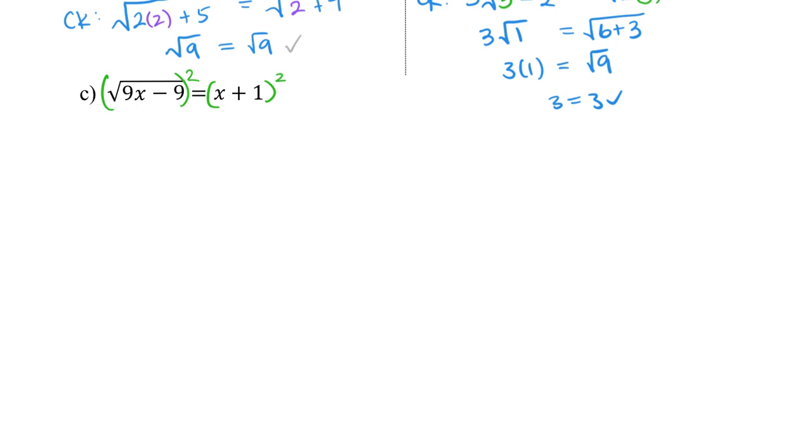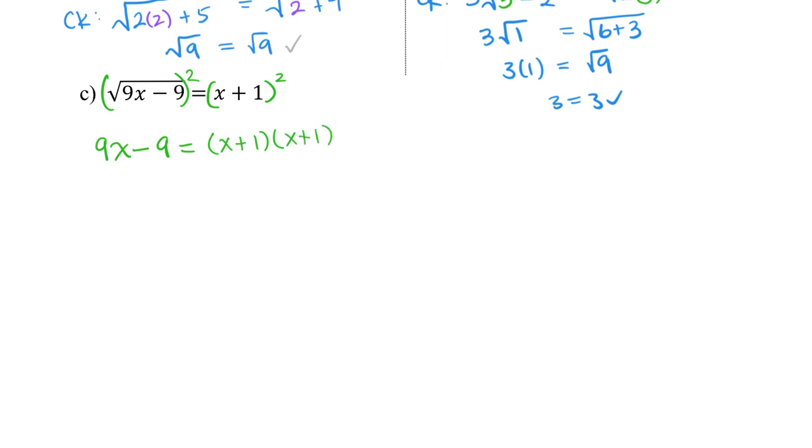Okay, now on the left side, if I do the square root of 9x minus 9 squared, I get 9x minus 9. Now on the right side, I have x plus 1 squared. There's no radical, so I have to actually multiply out x plus 1 times x plus 1. Now, if you can do x plus 1 squared in your head, I'm great with that. I'm going to just do it right here.